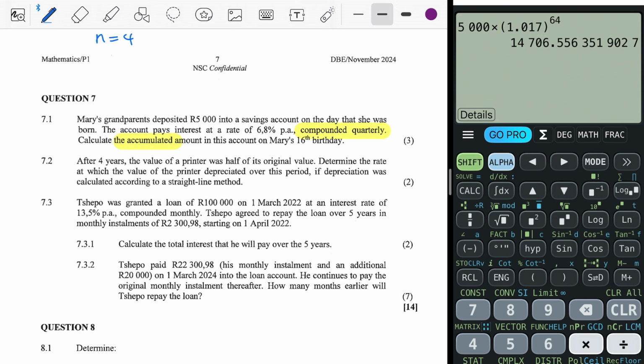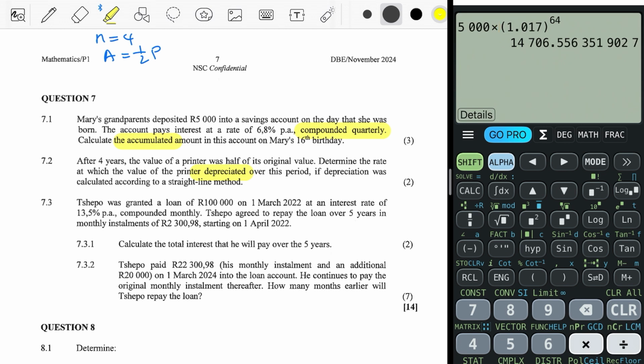So after 4 years, the accumulated value of the printer is half of the original value. Meaning the accumulated value, which is A, is equal to half of the original value. After 4 years, determine the rate at which the value of the printer depreciated. Now, key word: depreciated.